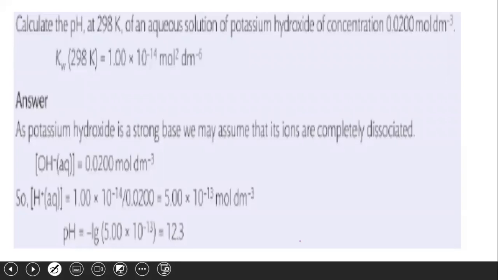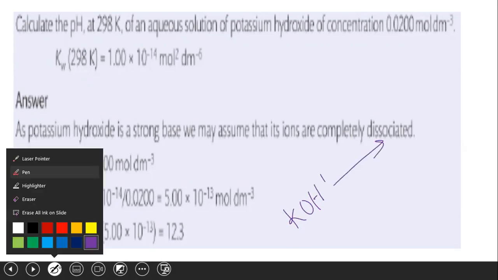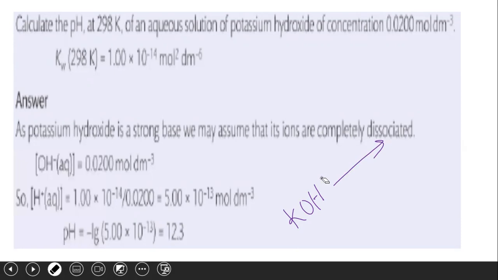So for example, look at the question. Calculate the pH at 298 Kelvin of an aqueous solution of sodium hydroxide of concentration 0.02 mole per dm cube. So we have potassium hydroxide, right? Potassium hydroxide is a strong alkali, so it will completely dissociate in water to give you potassium ions and hydroxide ions.